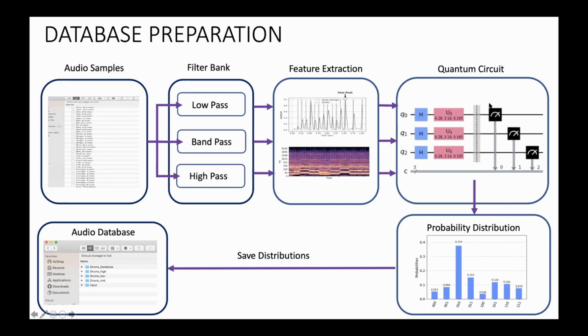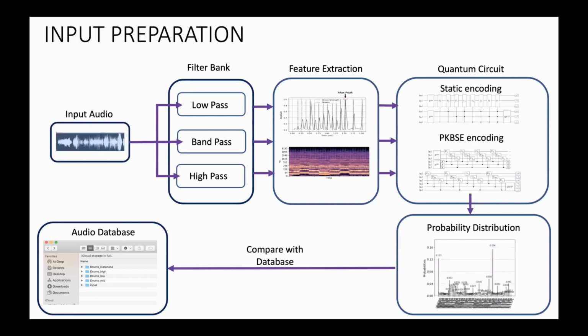And then for the database, I'm feeding it through this simple circuit here, using these generalized unitary gates. You can encode those features on those unitary gates, and then from there, you let them collapse down and you can see what your probability distribution is going to be. You take that probability distribution and save it in your audio database for later. The process is the same for the audio file that we want to feed into our system.